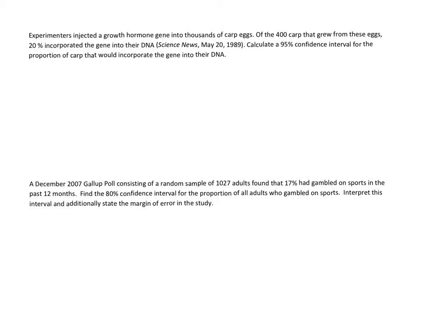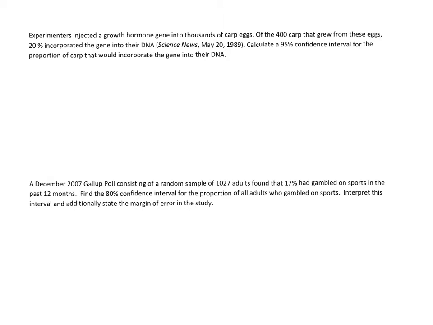So we're going to continue with a couple more examples of finding confidence intervals for proportions. Our next example says, experimenters injected a growth hormone gene into thousands of carp eggs. Of the 400 carp that grew from these eggs, 20% incorporated the gene into their DNA. Calculate a 95% confidence interval for the proportion of carp that would incorporate the gene into their DNA.